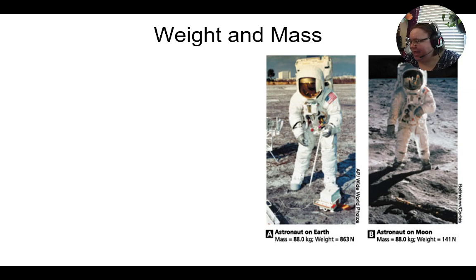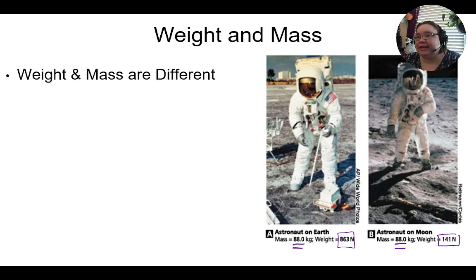Look at these images to the right. This particular astronaut, while he was on the Earth, his mass, the amount of stuff that made him up, in his suit and all his fun stuff, is 88 kilograms. But when they take his weight, they take into consideration the force of gravity acting on him. He has 863 newtons of force. That's different than on the moon. The moon's gravity is considerably less than the Earth. So the astronaut feels like he weighs less.